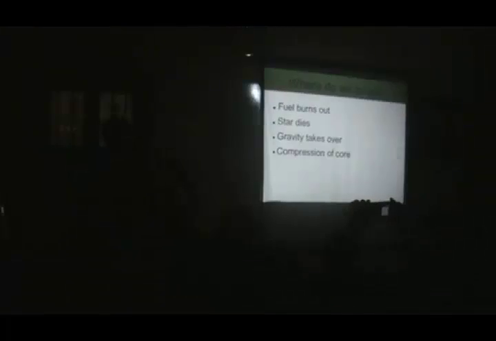What happens at the end of the main sequence of a star? How novas occur and how supernovas occur. Seems like a relatively simple topic, right? Three topics, how each of these occur. But it requires a little bit of information before that. Right? So where do we begin?